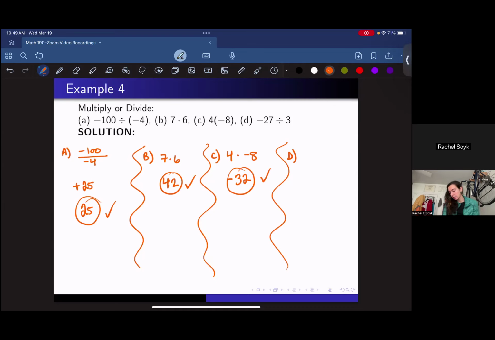And then part D, -27 divided by +3. We're going to end up with a negative value, and 3 goes into 27 9 times. So -9 is your result. And we're done.